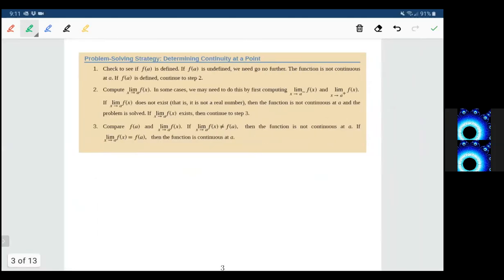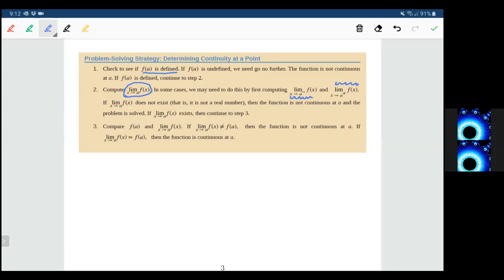So on this next page, we have some strategies for you to problem solve this. Step number one is to check and see if f of a is even defined. If f of a is not defined, we can stop. If f of a is defined, on the other hand, then we'll proceed to number two. We're going to compute the full limit as x approaches a of our function. You might have to calculate the left-hand limits and the right-hand limits to get this done. If that limit doesn't exist, you can also stop and say the function is not continuous.